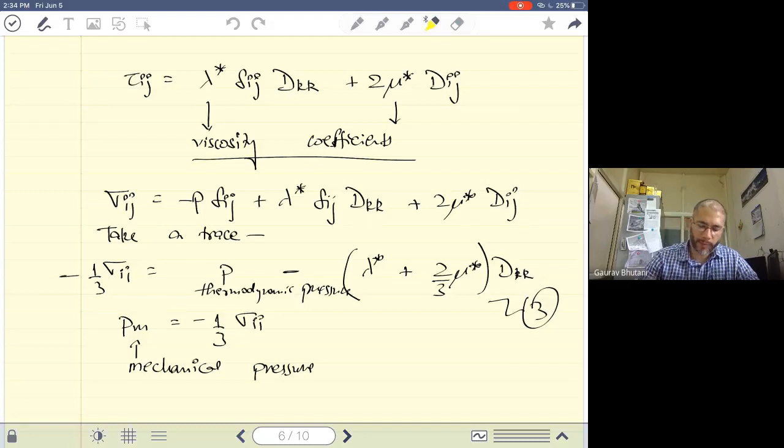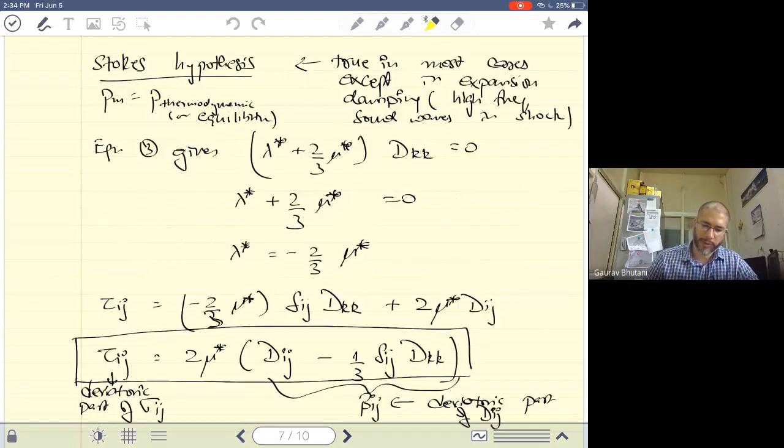And then further, we applied the Stokes hypothesis, which says that the mechanical pressure is the same as thermodynamic pressure unless you have some sort of expansion damping happening in the fluids, which is extremely rare unless you are dealing with high frequency waves in shocks. So finally, we reduced the number of viscosity coefficients to one, which we called mu star, which is also known as the dynamic viscosity of the fluid.